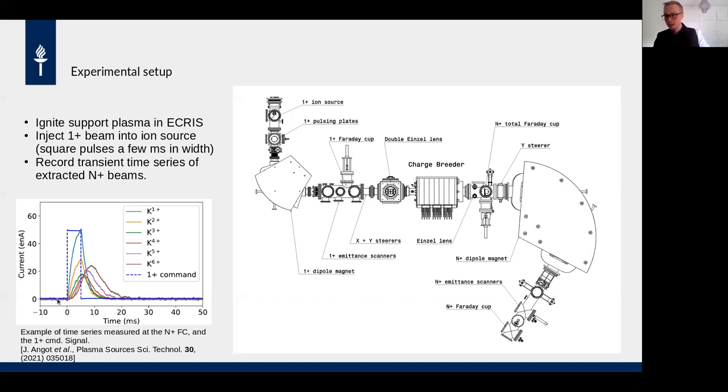And here I have an example of a measurement. Here's the square pulse of the 1+ injection. So this 5 millisecond pulse goes in, and out come these transient current bumps. And these are measured here at the N+ cup, while the 1+ current is measured over here at the Faraday cup.